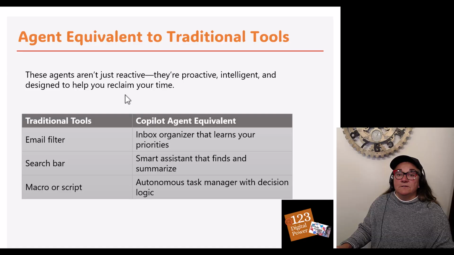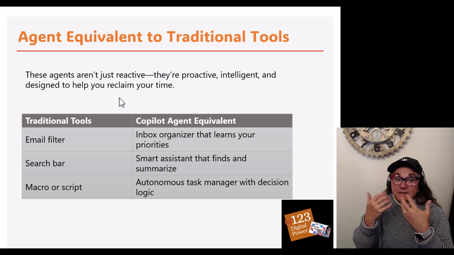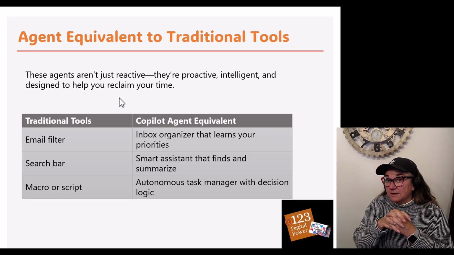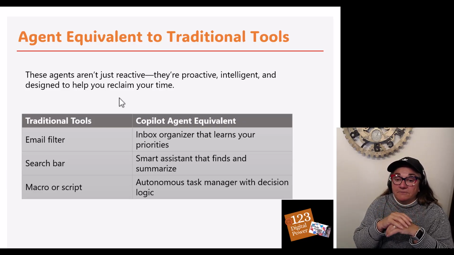Then agent equivalent to traditional tools. So these agents aren't just reactive, they're proactive intelligence designed to help you reclaim your time. So they're not taking your job away, they're helping you reclaim your time so you can do things that you're really good at. So, traditional tool: email filter.